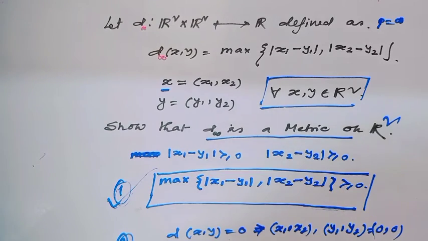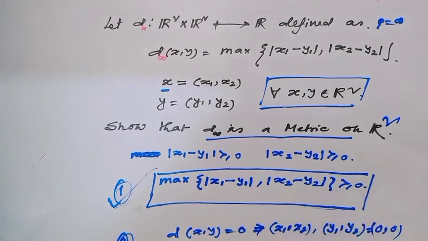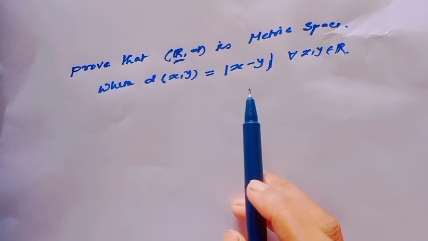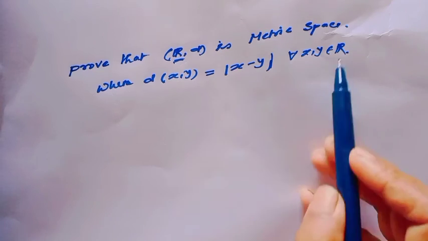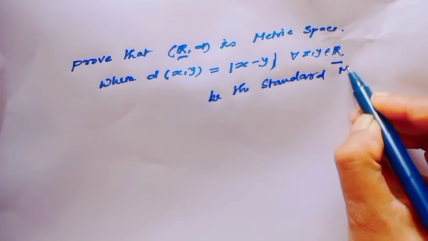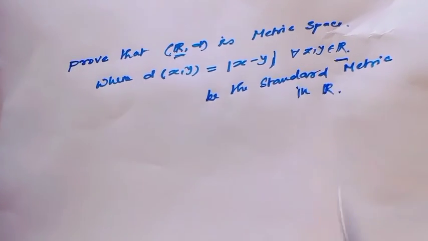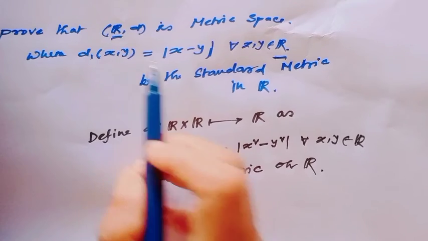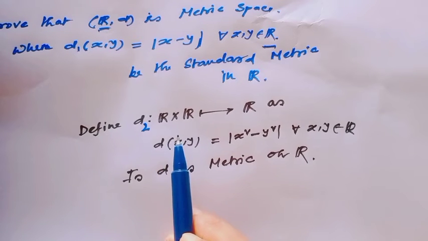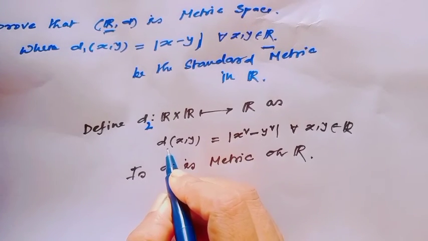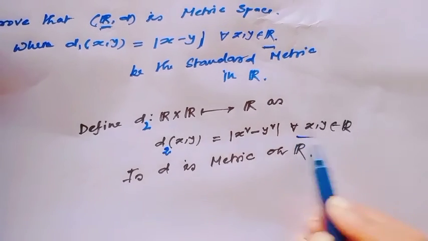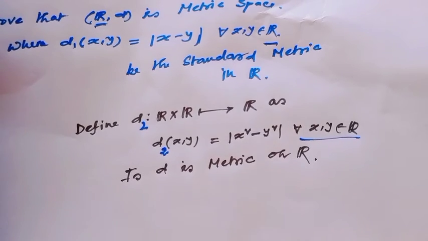I hope all my viewers have understood how we have to find a metric. If I consider the space as the real numbers, then d of (x, y) equal to absolute value of x minus y, for all x, y belonging to R, is the standard metric in R. Okay, consider this metric as D1. Now consider another metric, D2, defined from R cross R to R, such that D2(x, y) equal to absolute value of x square minus y square for all x, y belonging to the real numbers. Now my question: is D2 a metric space?